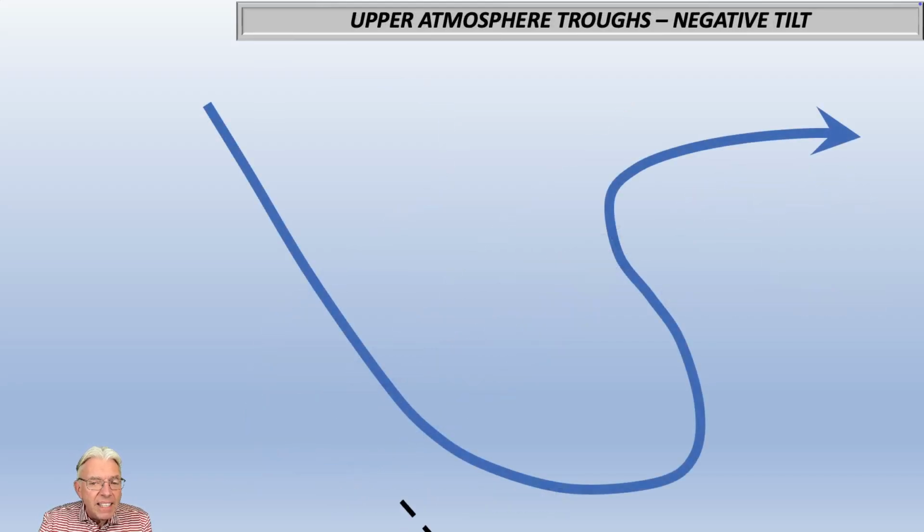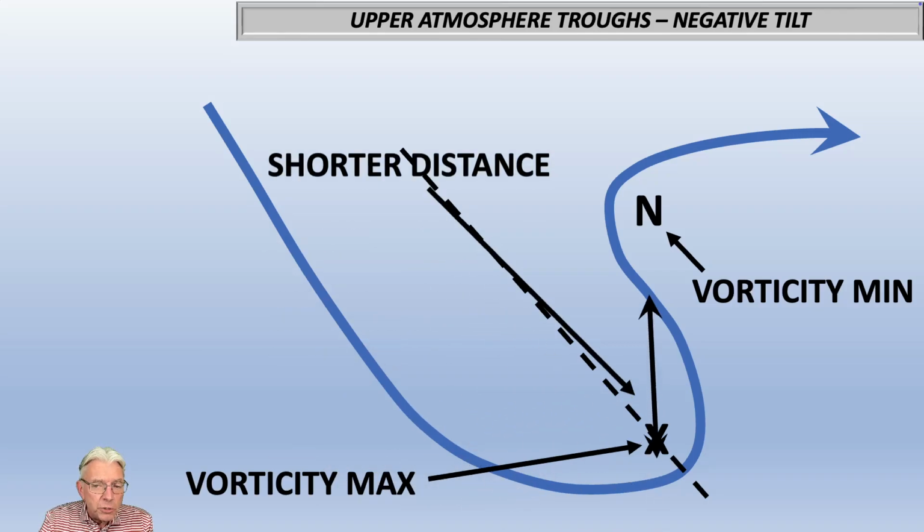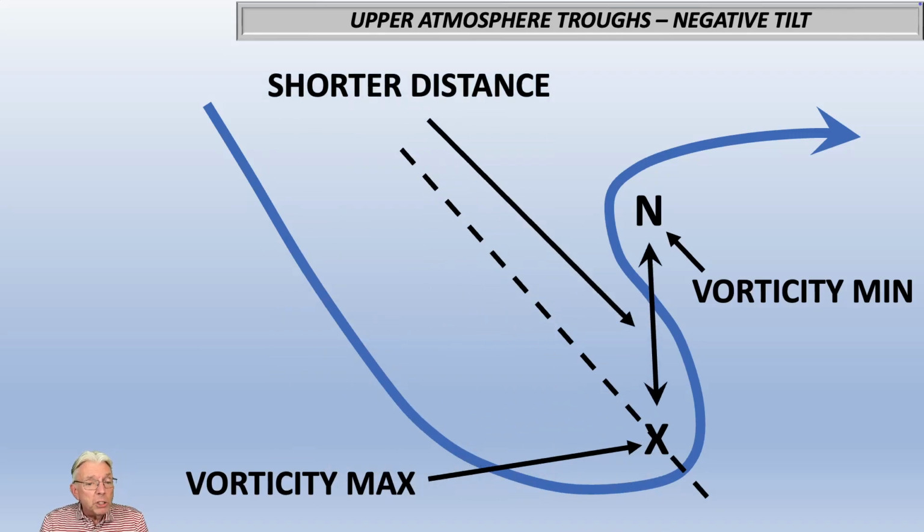Now, if we have a negatively tilted trough, like this one, from northwest to southeast, here's our vorticity maximum where the flow is curved sharply, and then where it's curved sharply the other way is the vorticity minimum. Now the distance between those two is much, much shorter. And so all the vorticity advection is concentrated in a relatively small area, and you end up getting intense upward motion over a smaller area. In that region, you can end up getting intense rates of precipitation, sometimes even severe weather.